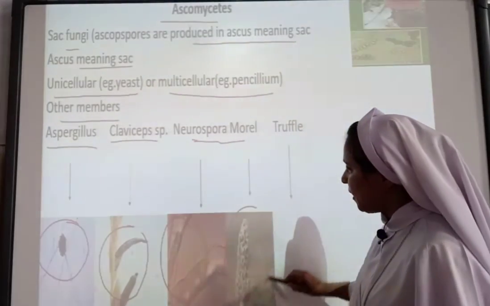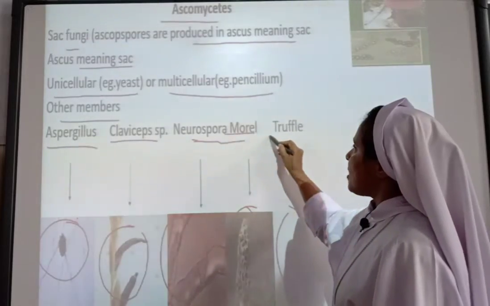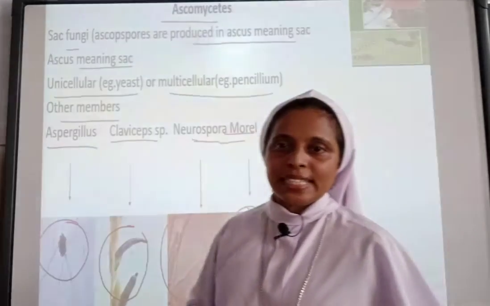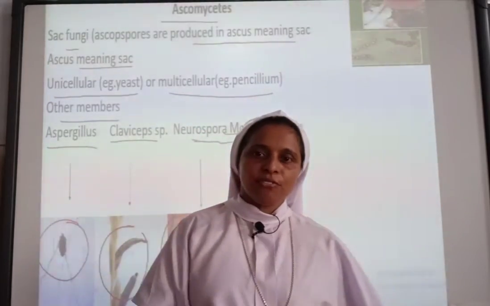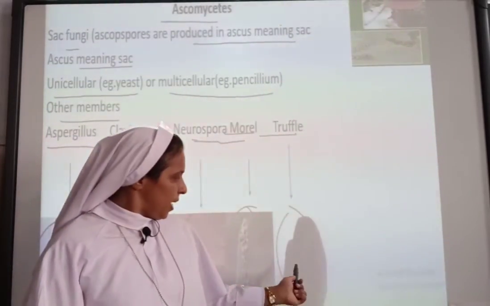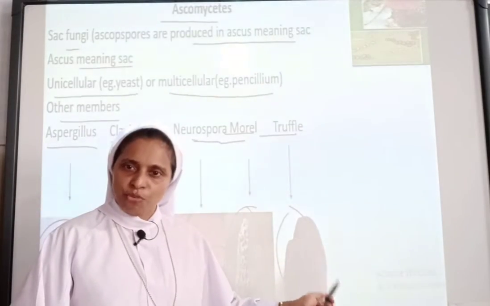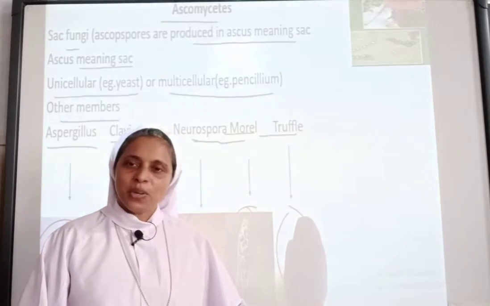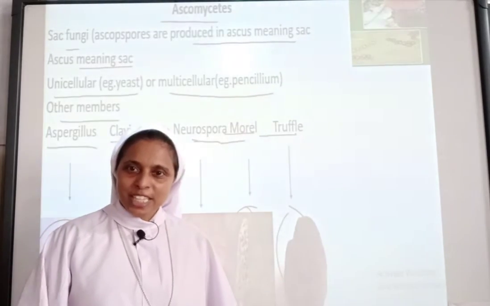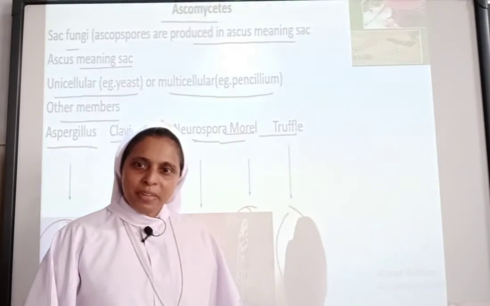You can see here the picture of morel and truffle. Morel and truffle are said to be very expensive food items. These both are very expensive because they are grown in the wild and it is not that easy to cultivate them. Because of that, it is said to be expensive.